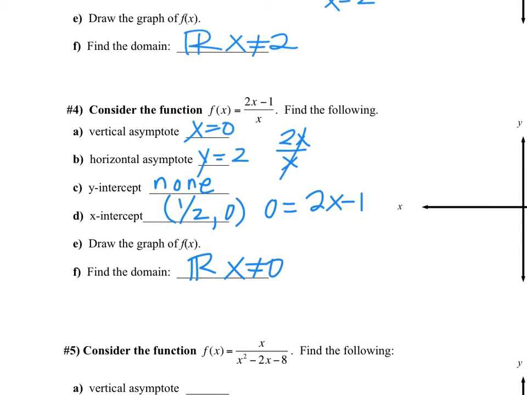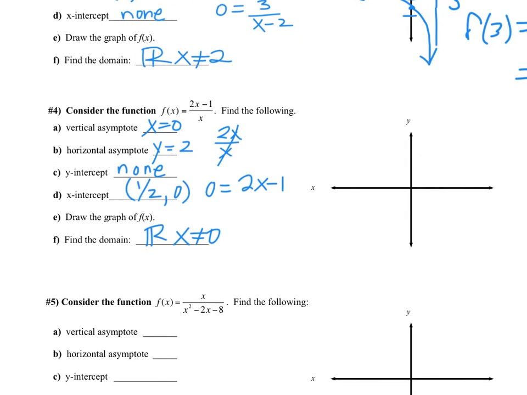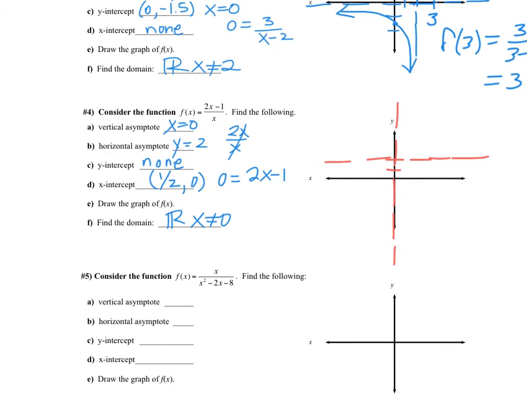Okay, we're ready to graph. That was quick, huh? Here we go. X equals 0 is a vertical asymptote. I'm going to draw it in red this time. Y equals 2 is the horizontal asymptote. Okay, so there we go. Now we have our little 4-grid thing. We're ready to graph. Let's plot a point.